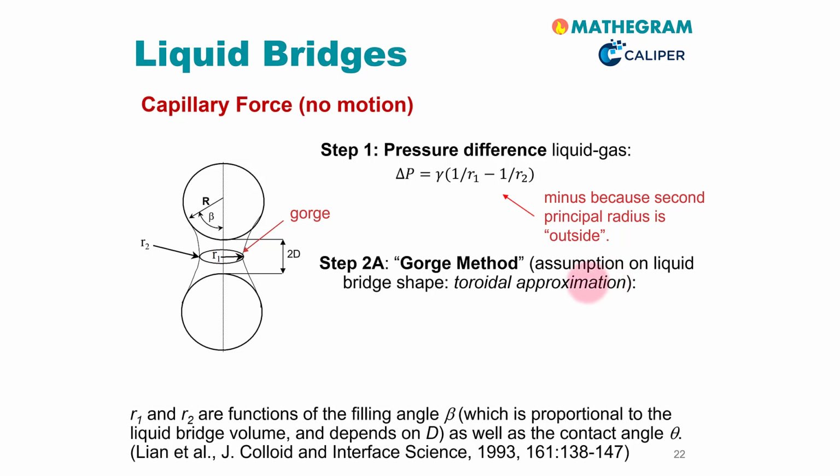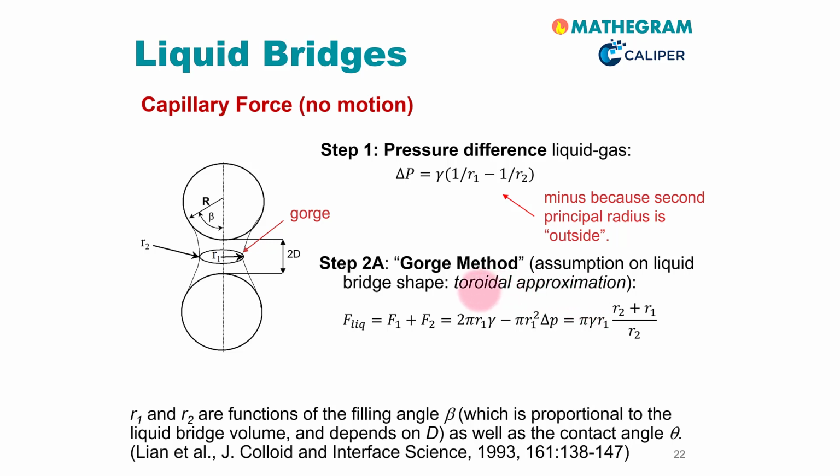And the toroidal approximation is nothing else than the assumption that this surface here of the liquid bridge is a circle. This is physically not consistent if you look into the Young-Laplace equation and the fact that there is no pressure difference within the liquid. However, it's a very often adopted assumption and it allows an analytical calculation of this R1 and R2. Again, please note that R1 and R2 are the principal radii of the free interface here and not the particle radii.